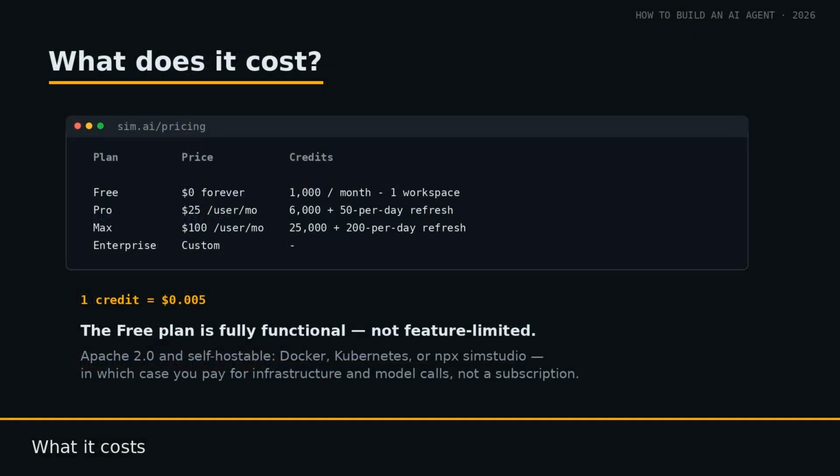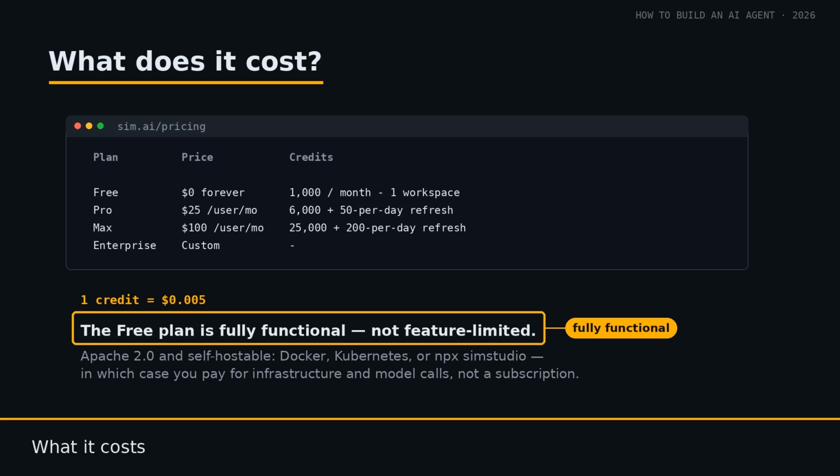So what does it cost to build an AI agent? In SIM, credits. 1 credit is half a cent. The free plan is $0 forever, with 1,000 monthly credits and 1 workspace, and is fully functional rather than feature limited. Pro is $25 per user per month, with 6,000 credits plus a 50-day refresh. Max is $100 per user per month, with 25,000 credits plus a 200-day refresh.